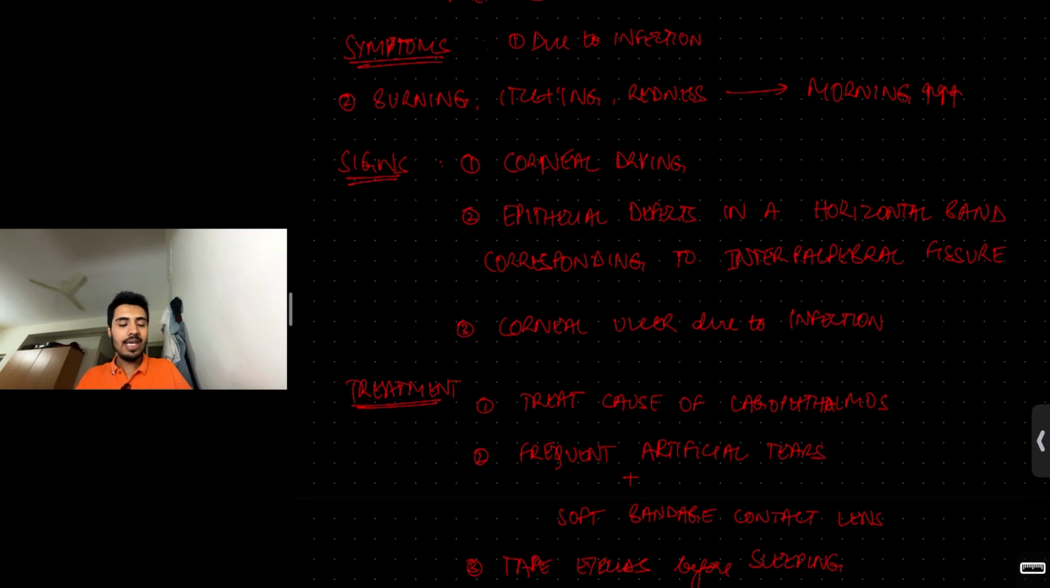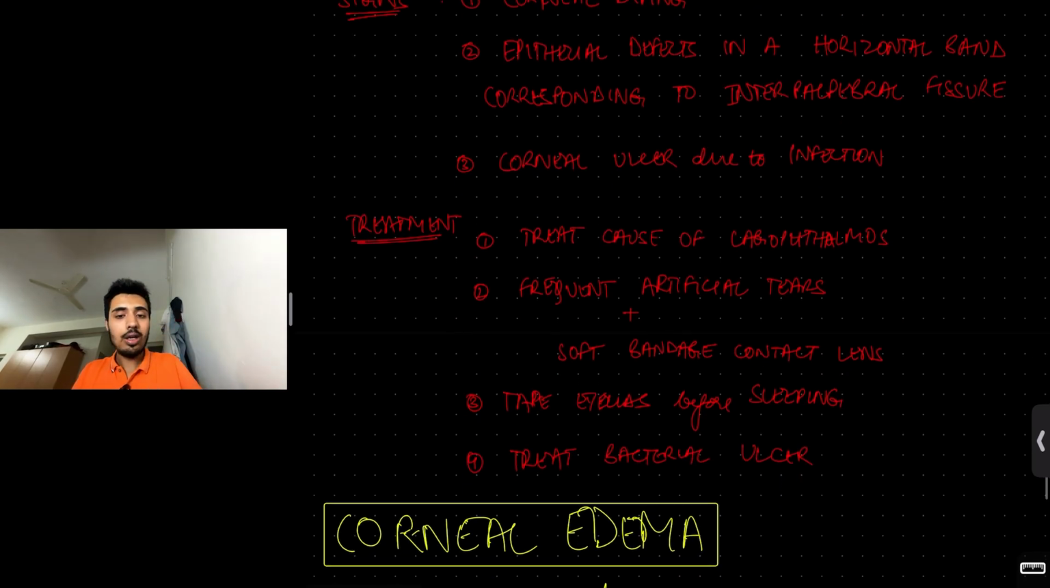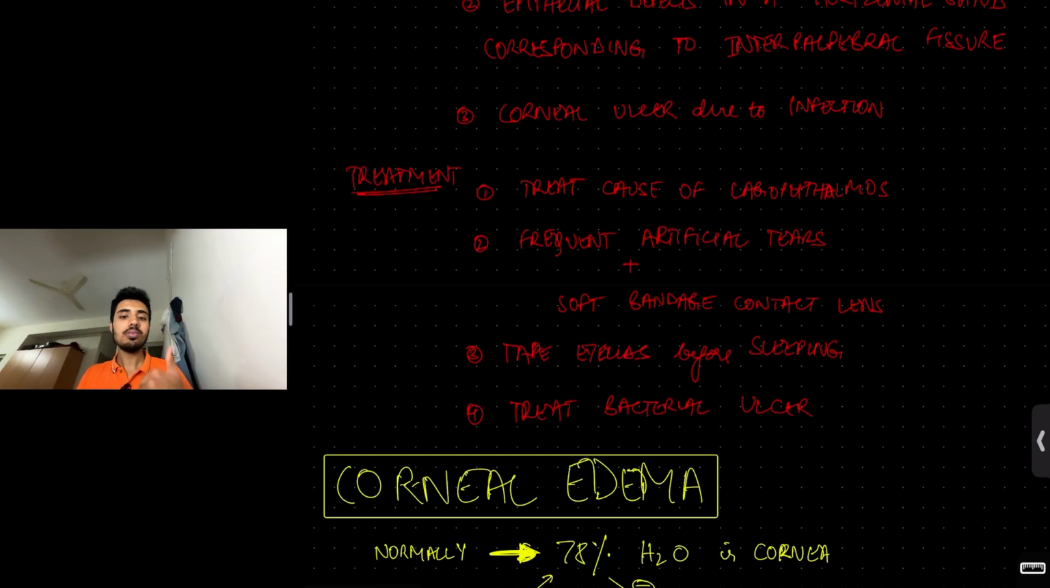How will you treat it? You should treat the cause of the lagophthalmos. That is, you should treat the cause of the lagophthalmos, and you should also frequently instill artificial tears. When you frequently instill artificial tears, it will prevent excessive drying.